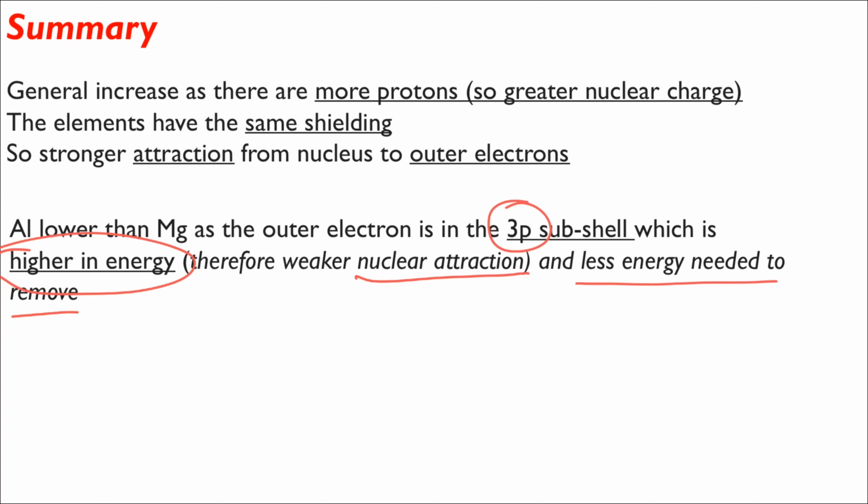If you were talking about period 2 trends, then it's the 2p subshell. If you were talking about period 4, it's the 4p. The pattern is repeated regardless of which period you're talking about. It's just we're looking specifically here at period 3.